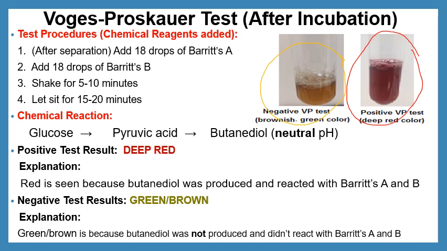It should be noted that a single bacteria cannot produce an acid and a neutral pH. What that means is a single bacteria cannot be positive for methyl red and positive for the Vogts-Proskauer test. They will have opposite results.